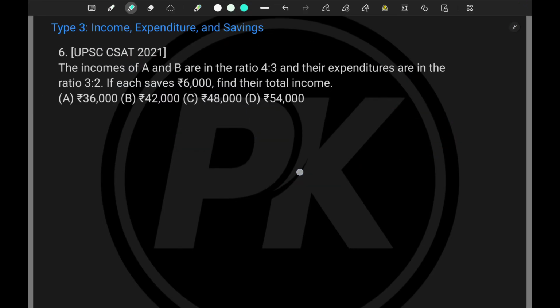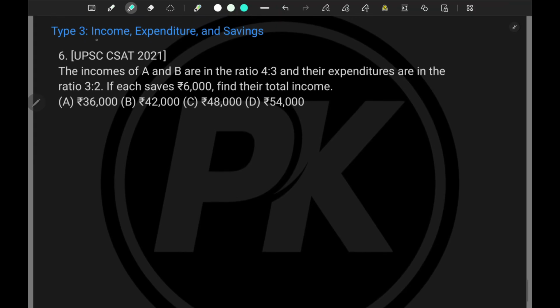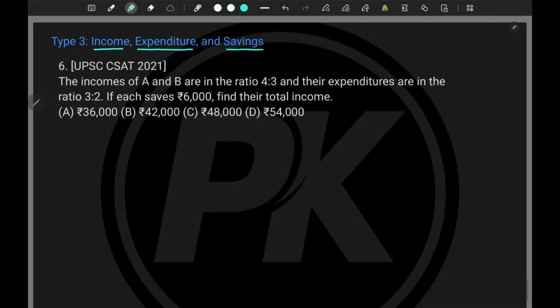Let's move to the next type. This is a very important type, which is frequently asked in UPSC and MPSC examinations. This is type 3, which is based on income, expenditure and savings. Here we just need to remember one logic, and what is that? We know that saving is equal to what? Income minus expenses, right? That is logical.